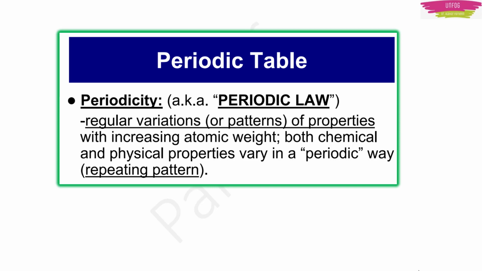Regular variations or patterns of properties are there in the periodic table, and these regular variations or patterns of properties are with increasing atomic weight. Not only physical but chemical properties also vary in a periodic way or in a repeating fashion in a periodic table. That's the reason why we call it a periodic table. And the elements are placed in a proper fashion as per the periodicity of their physical and chemical properties.